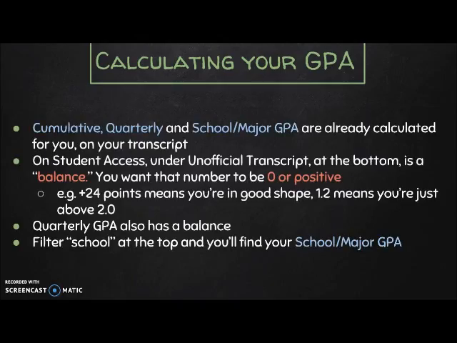Your cumulative, quarterly, and school and major GPA are already calculated for you on your transcript. On Student Access, under Unofficial Transcript at the bottom, is a balance. You want that number to be 0 or positive. For example, a positive 24 points means you're in good shape. 1.2 means you're just above a 2.0, but still okay. Quarterly GPAs also have a balance. All you have to do is filter school at the top and you'll find your school and major GPA.